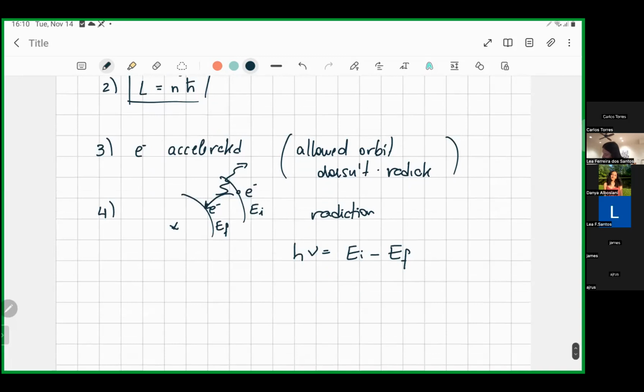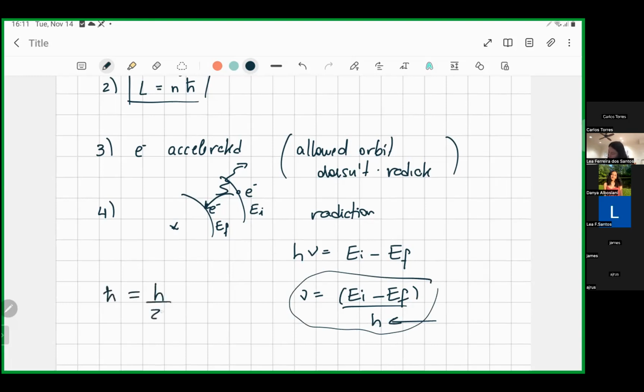So I can say that this frequency is initial energy minus final, divided by h, not h bar. h here is Planck's constant. h bar is Planck's constant divided by 2 pi. Okay, you're super quiet. Feel free, you can interrupt me, okay?